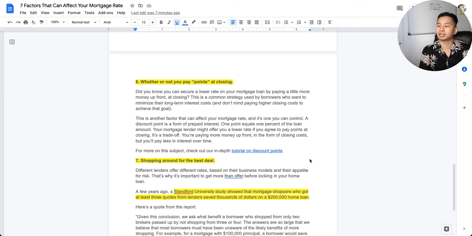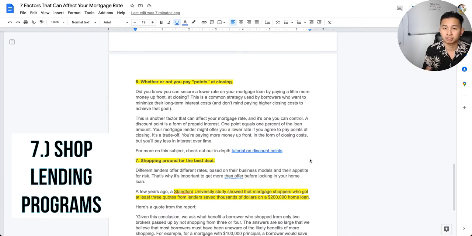So according to a Stanford University study, it shows that a shopper who gets at least 3 quotes, right, 3 quotes from different lenders, normally saves around a couple of $1,000s on a $200,000 loan. So basically they would save about 1%, roughly $2,000, which is really good. And then also, when you're talking to these lenders, you want to make sure what kind of programs they're running, okay? Because not all lenders are the same. Just like not all real estate agents are the same.